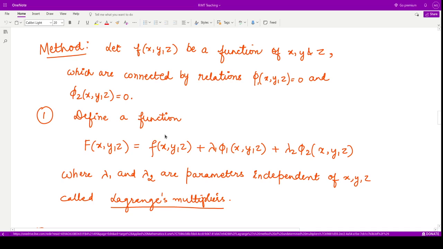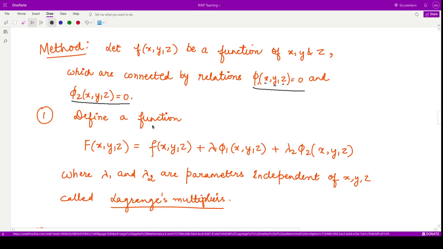Okay, so the method to calculate the maximum or minimum value of the function f of x, y, z, where you are given some kind of constraint. Suppose the constraints are given to be phi 1 of xyz equal to 0 and phi 2 of xyz equal to 0. These are the two functions that relate the variables x, y, z. So some kind of relationship is given between these variables.